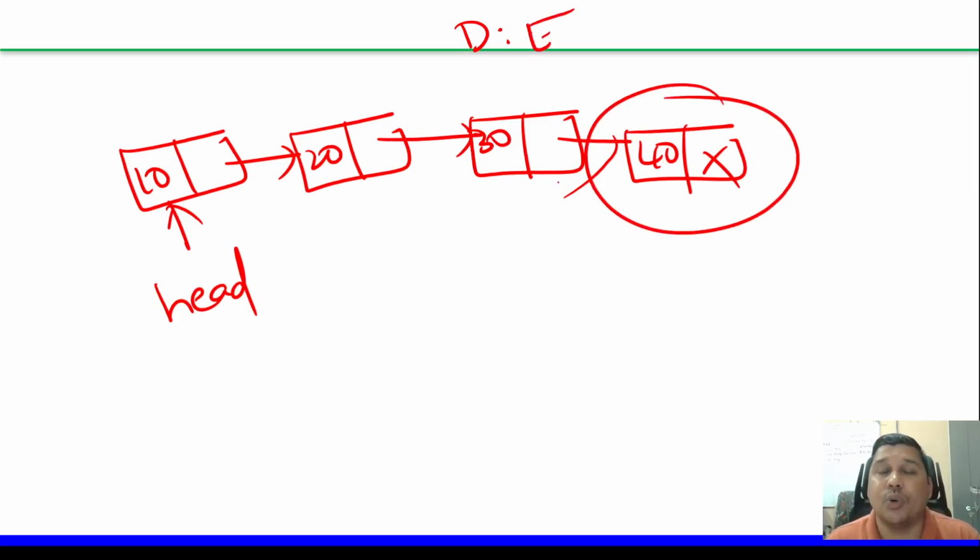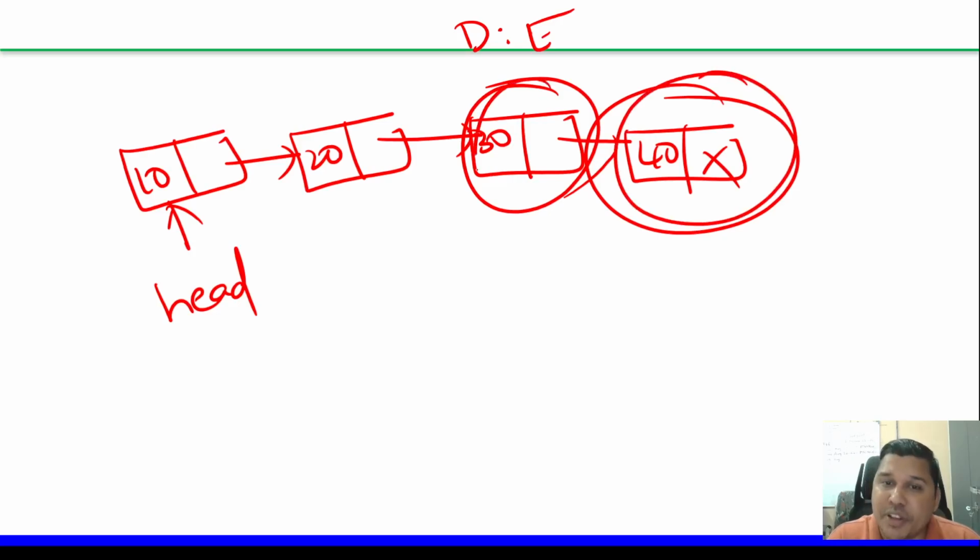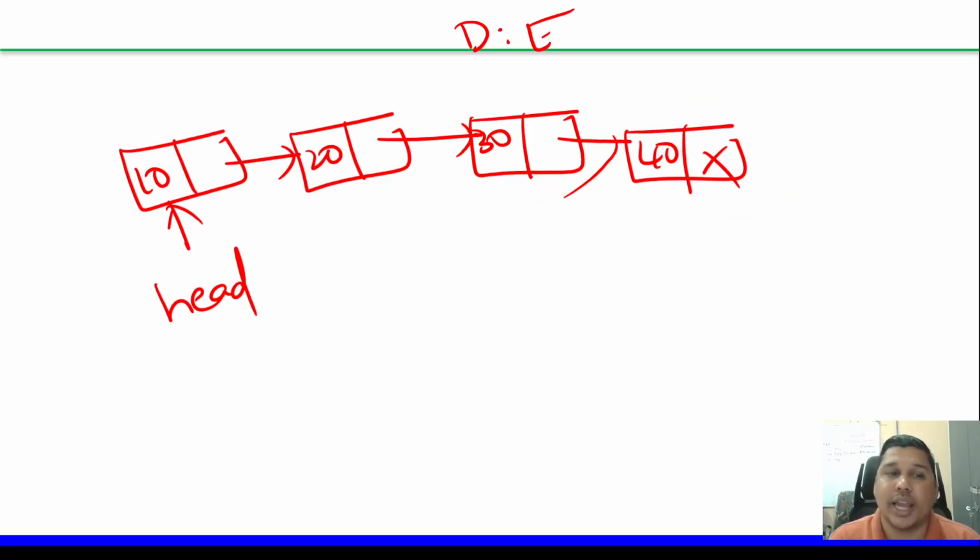For that, what do I have to do? We have to traverse the entire list. How many pointers do we need? We need 2 pointers, because we need to keep track of the previous node also. This node which I want to delete, and its previous node also I should keep track of. That is why we need 2 pointers. Let them be P and Q.